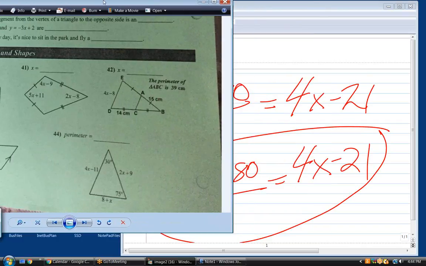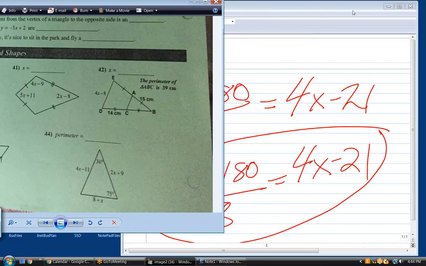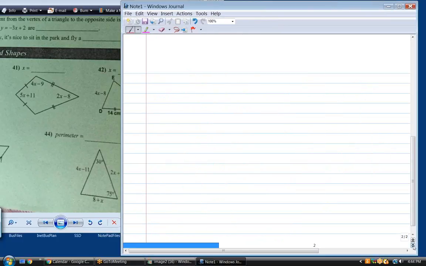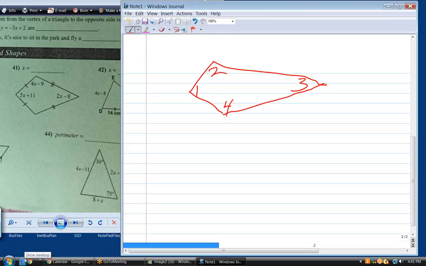Okay. What's this figure called? 41. A kite? What's true about the interior angles of a kite? When I draw my kites, I like to draw them very elongated so that you cannot make a mistake. 1, 2, 3, 4. Which angles are equal? 2 and 4. Only 2 and 4.